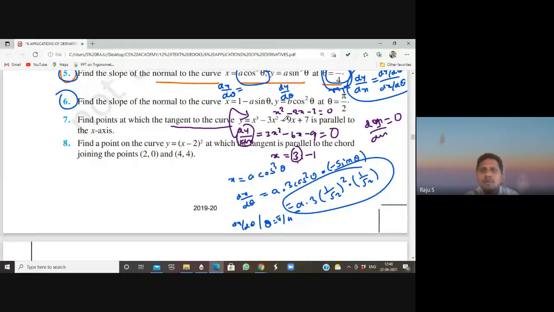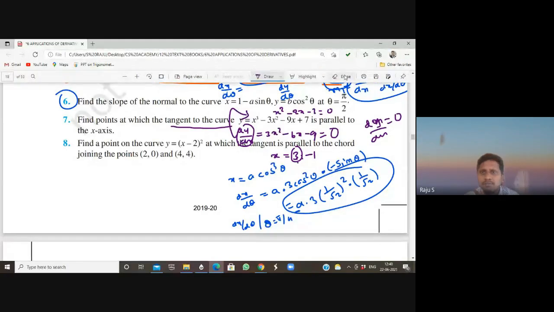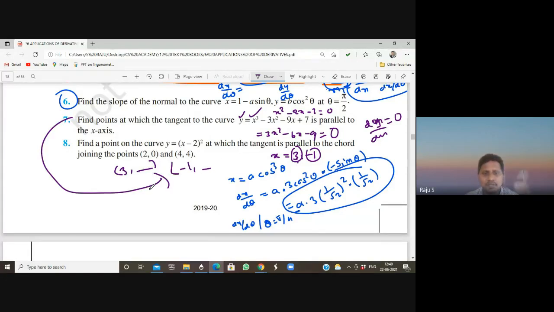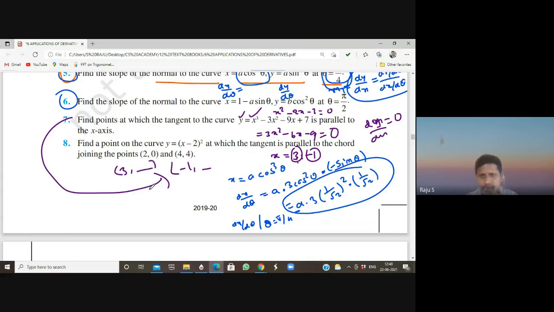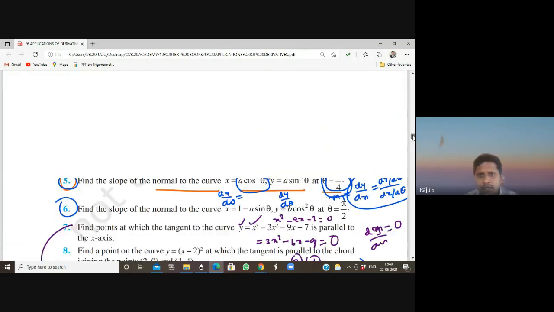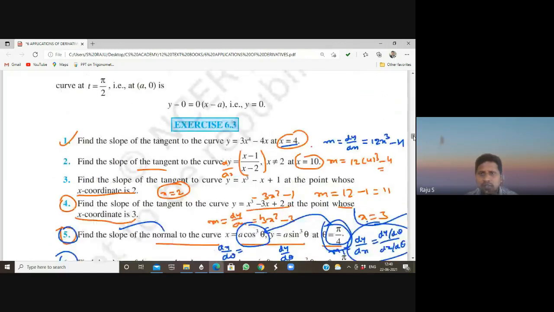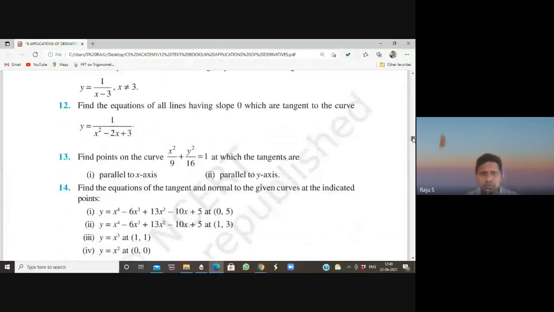You can substitute these x values in the given y. They are asking for points, and points are nothing but an x value and a y value. We got the x value; substitute it over here and we get the y value. Substitute x equal to minus 1 and you get another value. So finally we get 3 comma something and minus 1 comma something. These are the required points.